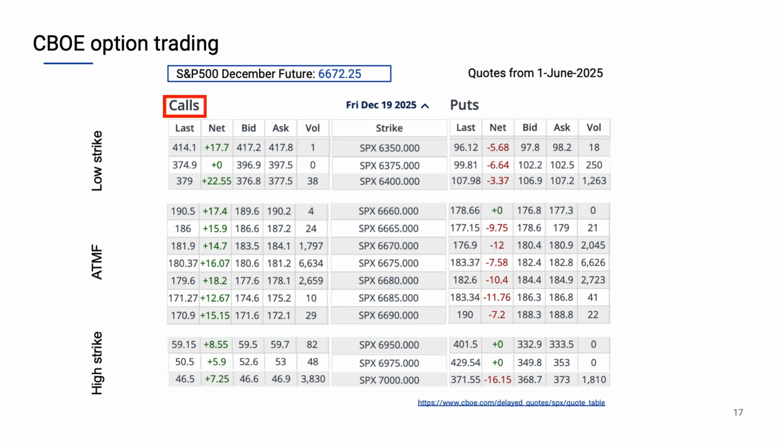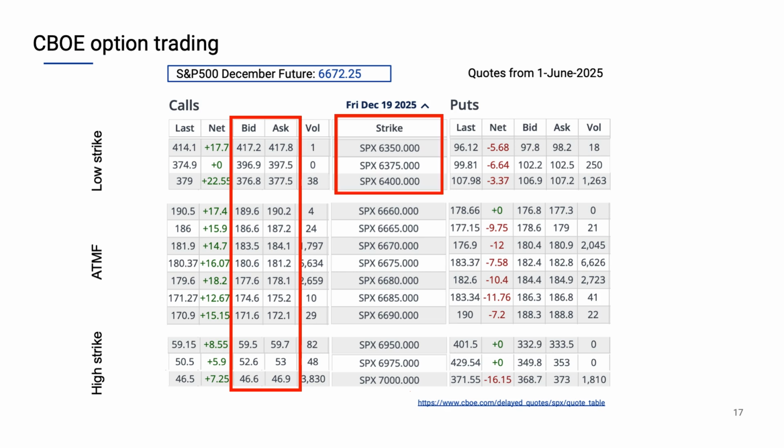The table displays call prices on the left, put prices on the right, and the available strike prices in the center. For each strike, the market quotes bid and ask prices. The ask price is the price at which you can buy an option, while the bid price is the price at which you can sell it. Now look at the call prices on the left side of the option table. Calls with lower strike prices appear at the top, while higher strike calls are shown further down.